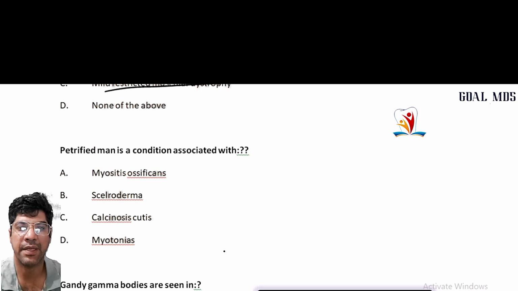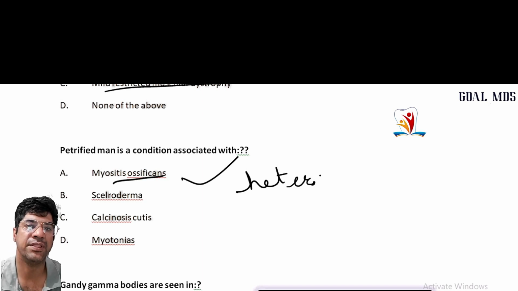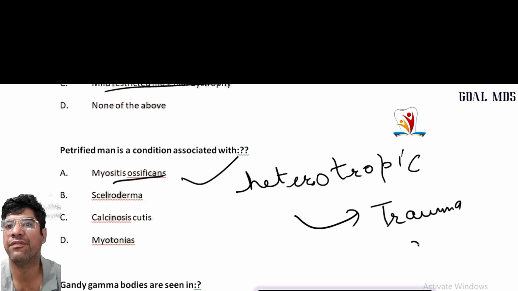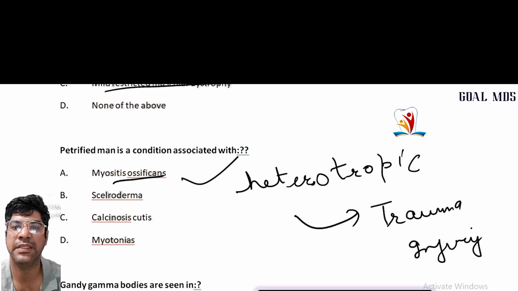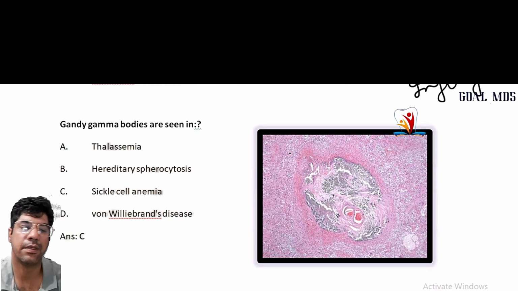Petrified man is a condition that is seen in myositis ossificans, that is, formation of heterotopic bone as a result of trauma or injury to the muscle. So whenever there is injury to the muscle, there will be formation of heterotopic bone within the muscle. That can lead to muscle stiffness, pain, and limited range of motion. So that is why it is known as petrified man.